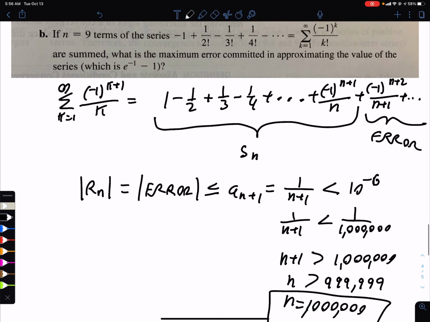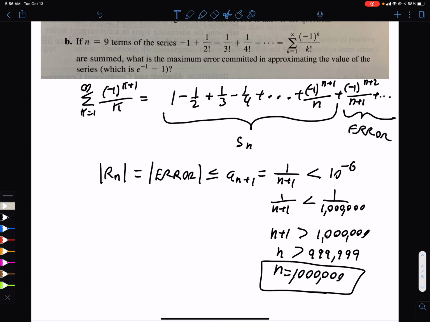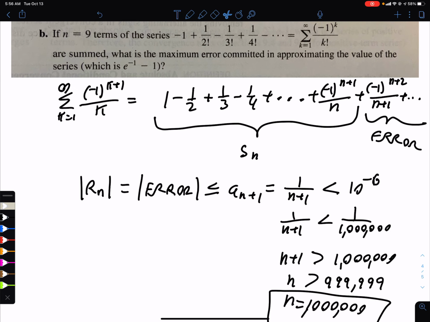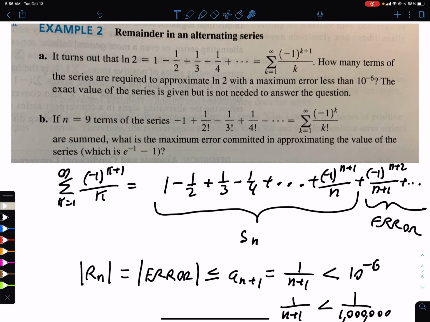Now I have to do example B. Let me erase all this stuff here. Let me review that real quick with you. I needed to state something that I didn't, but the question was asking, how many terms do I have to add up so that the remainder or the error is less than 10 to negative 6? So basically I have to add up n terms, and then the remainder or error, they want it to be less than 10 to negative 6, or 1/1,000,000th.